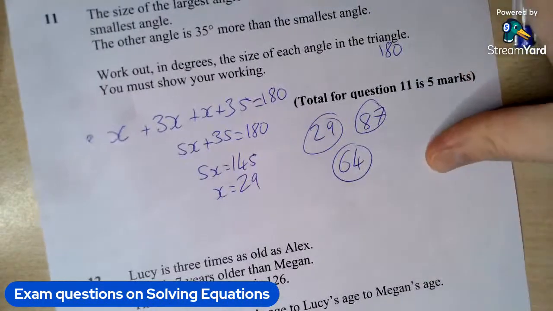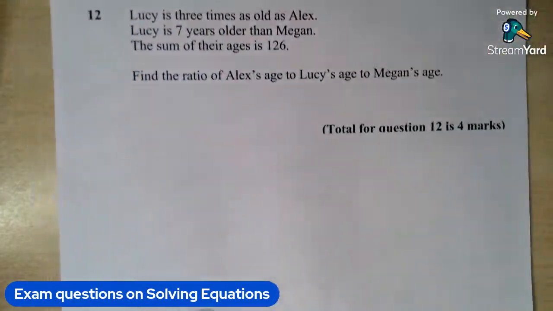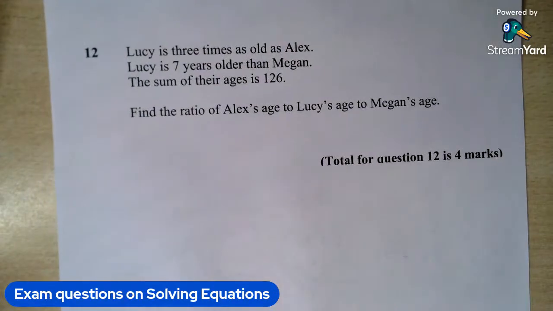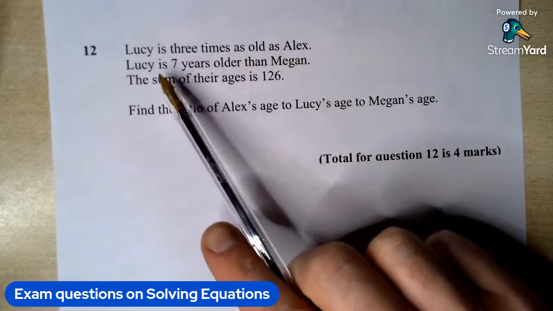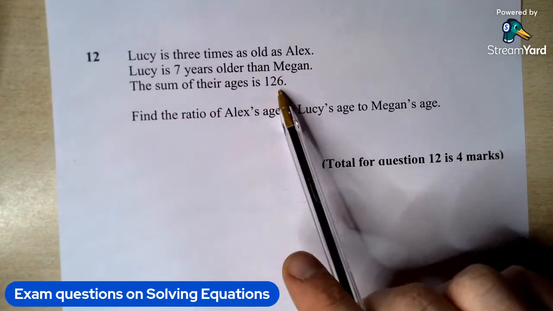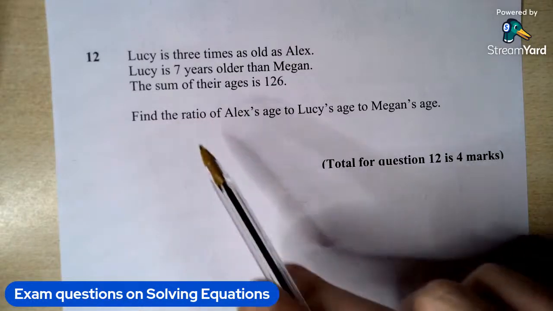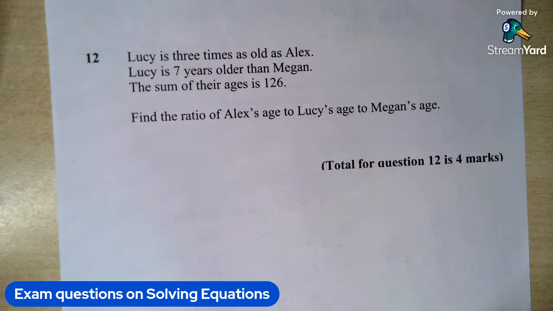Right, last question. So obviously quite wordy, 5 marks. There's a lot going on in these questions. Right, this one's 4 marks. So it's similar to before. It's just quite wordy. So leave there for a second, I'll read. Okay, so Lucy is 3 times as old as Alex. Lucy is 7 years older than Megan. The sum of their ages is 126. Find the ratio of Alex's age to Lucy's age to Megan's age. Just bringing ratio in now, solving equations. It's such a big topic, ratio, so much in it.